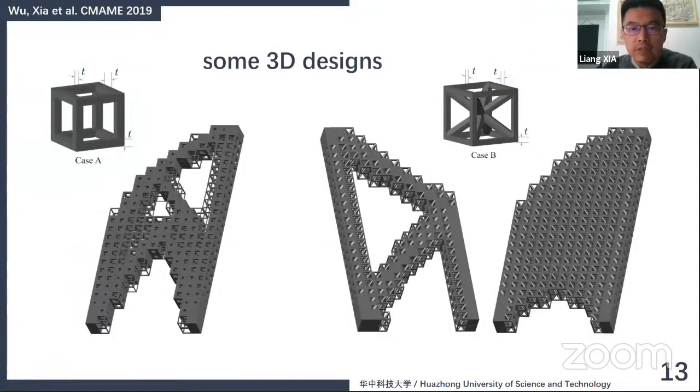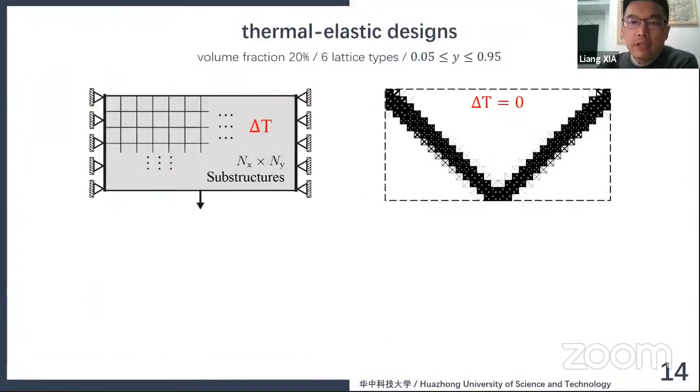And here are some 3-dimensional designs considering 2 lattice types, and similar observations can be drawn as from those 2-dimensional designs. A very interesting extension of this work is to thermoelastic designs. Here we still consider 6 lattice types, and the density variable is bounded between 5% to 95% for visualization purposes, to show which lattice type it is.